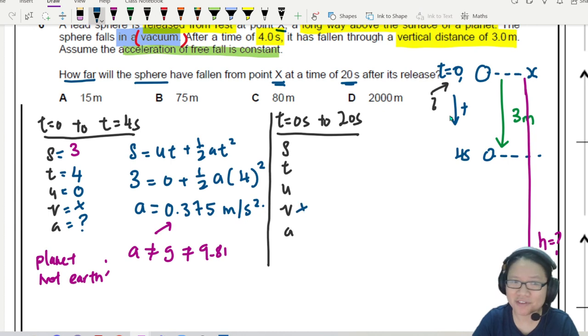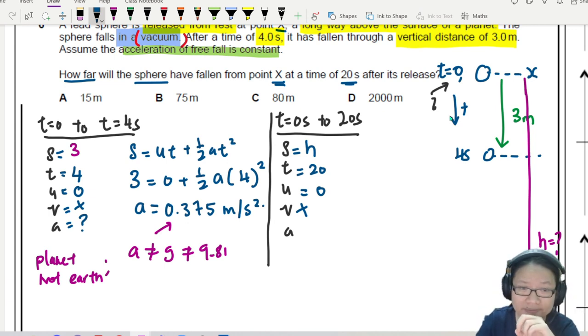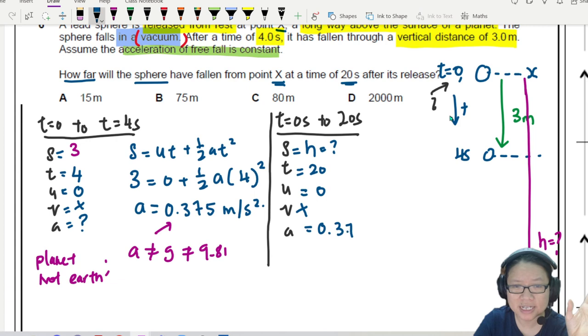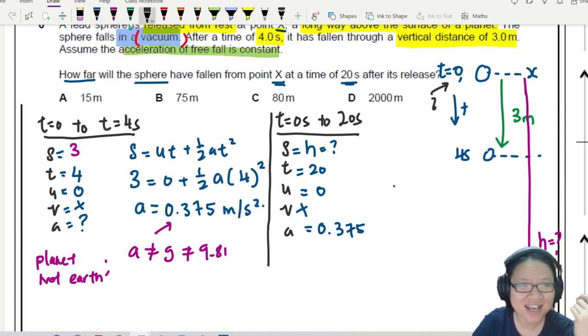So right now, I still don't have V, so I can technically use the same equation. The only difference now is I'm looking for H. My time is 20 seconds. My initial speed is 0 because I still take X as my initial position. Distance also measured from X. So just looking for this one. And our acceleration, we calculated at 0.375. So we'll use an equation with no V. Yeah, teacher, same equation. Buy one, free one. So nice, right? So we're going to put that in. S is ut plus half at squared. Cool, we're going to sub that in.